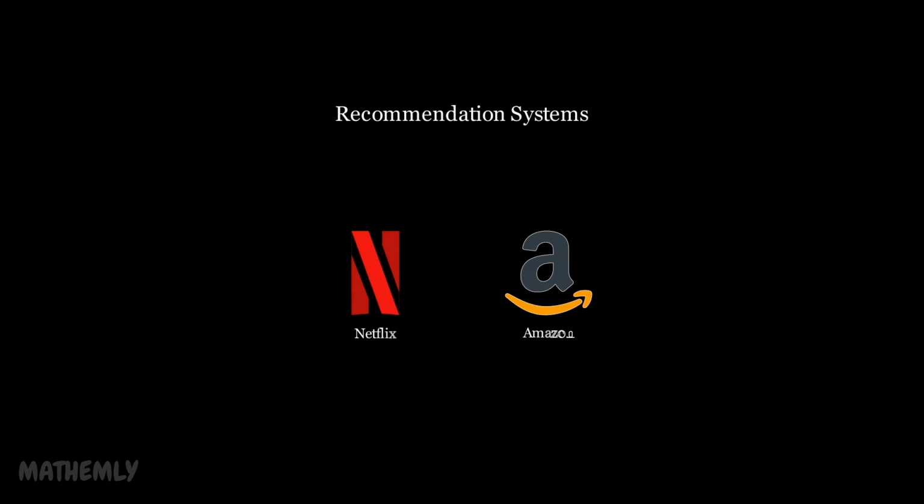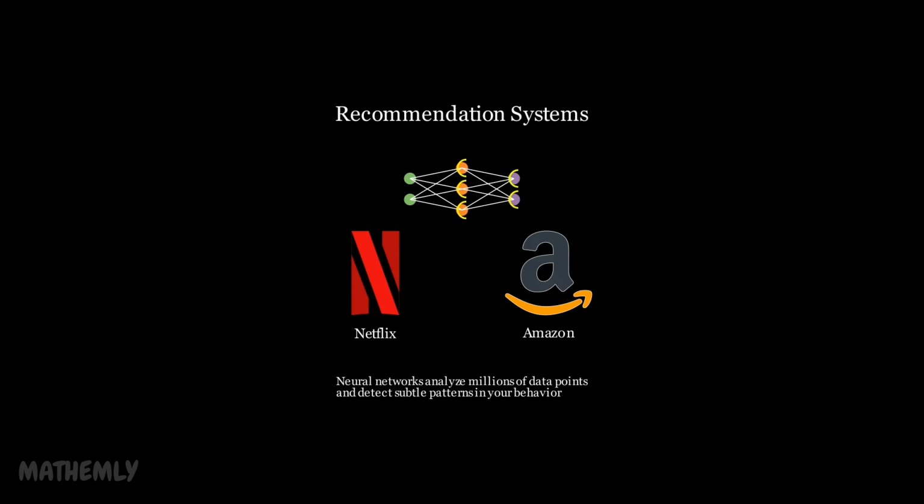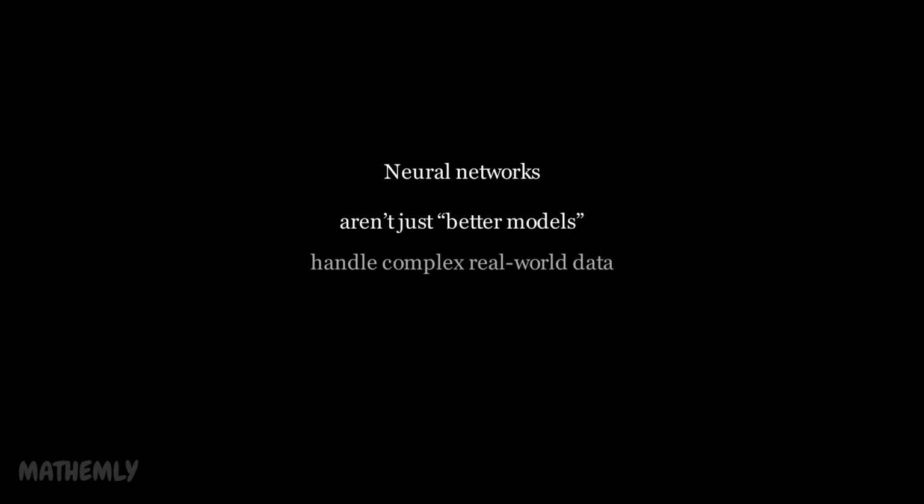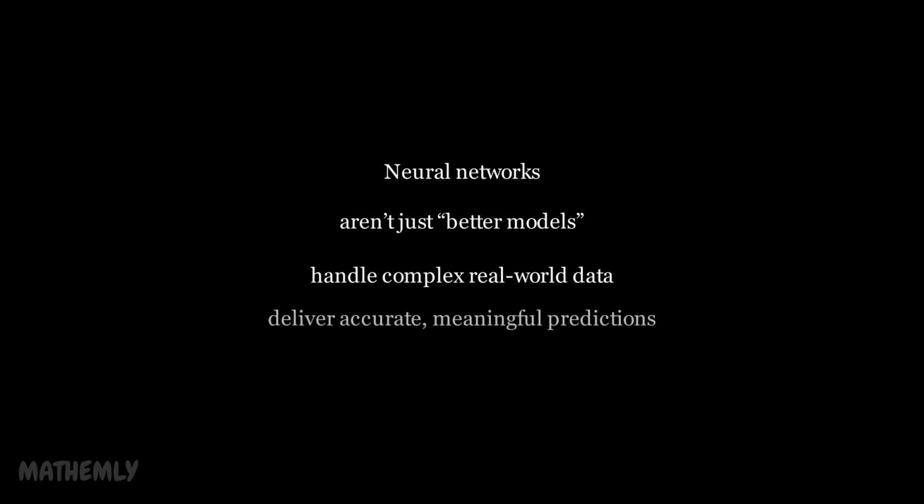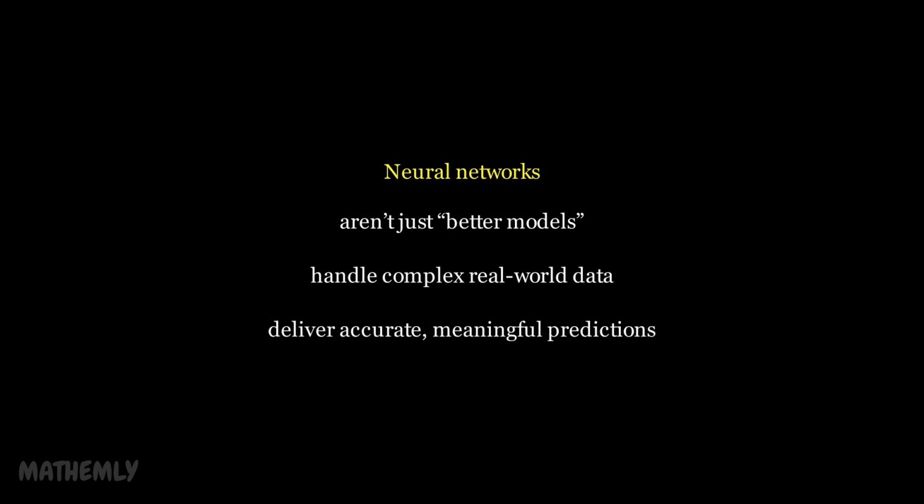Another example is recommendation systems like Netflix suggesting what you might want to watch or Amazon predicting your next purchase. Neural networks analyze millions of data points, spotting subtle patterns in your behavior. These real-life cases show why neural networks aren't just better models. They are often the only models capable of handling the complexity of real-world data and delivering accurate and meaningful predictions.